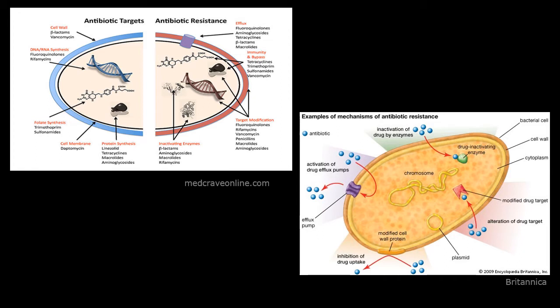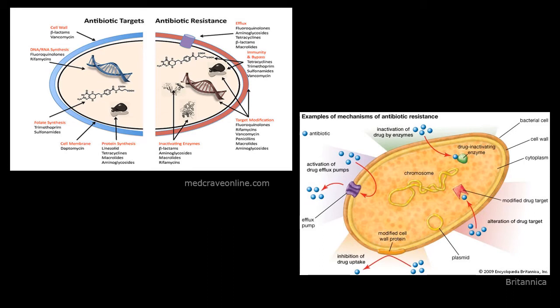Then the targets are modified. The bacteria itself modifies the targets on which antibiotics like rifampicin or penicillins or vancomycin act. And inactivating enzymes is another mechanism. Examples are beta-lactamases, which inactivate the beta-lactams. So that is the example.